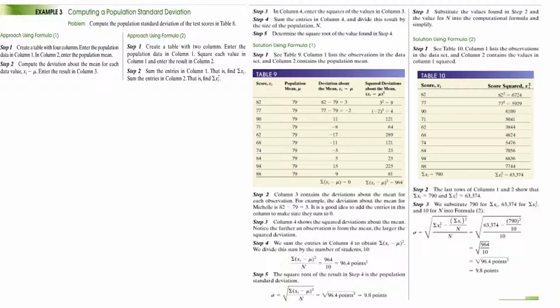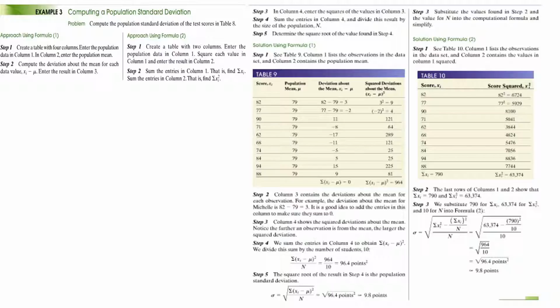Okay, the deviation about the mean. Basically, we take the score that you got. The first score is an 82. You subtract the mean, which is 79, and you get 3. And you do that for the rest of the column. 77 minus 79 gives you -2, and so on.